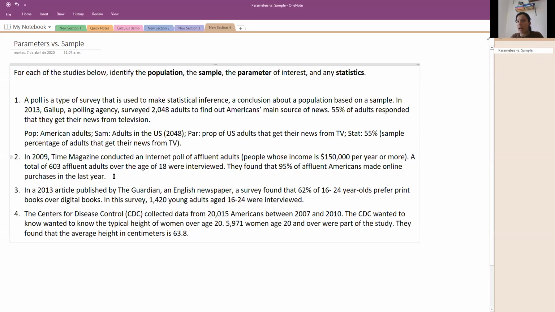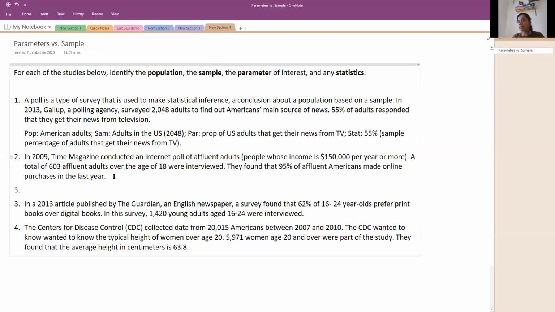For the next one, we have, in 2009, Time Magazine conducted an internet poll of affluent adults, people whose income is $150,000 per year or more. A total of 603 affluent adults over the age of 18 were interviewed. And they found that 95% of them made online purchases in the last year. So, population. There's a population here.